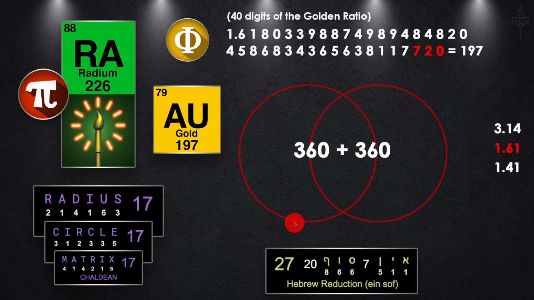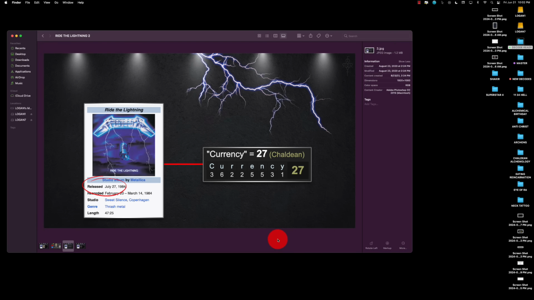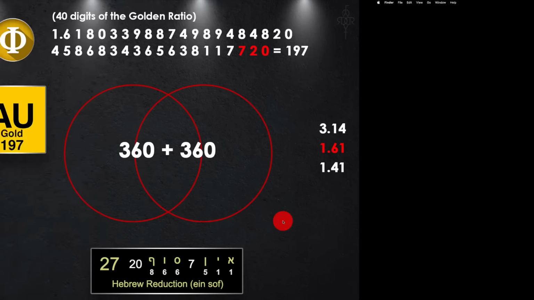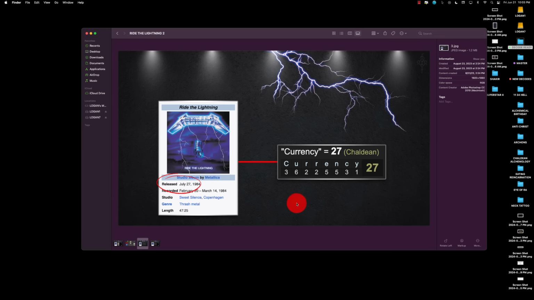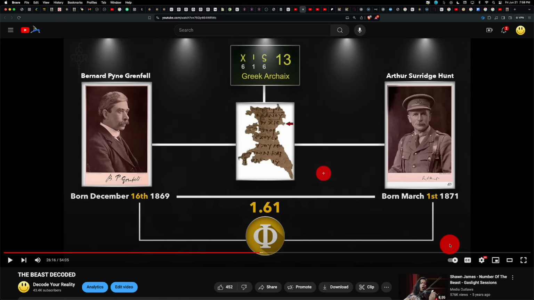27 is so fascinating because even I have a decode I haven't even really come out with yet on Ride the Lightning, part 2. And Metallica had the album that came out on July 27th, and it's currency. Lightning is currency. And 27 is the reduction of Ein Sof, which is the aspect of before the Spirit of God moved across the waters. Ride the Lightning. Covered this. Ride the Light is the name of the decode that I did. Ein Sof. Kabbalah. Right? Kabbalah.